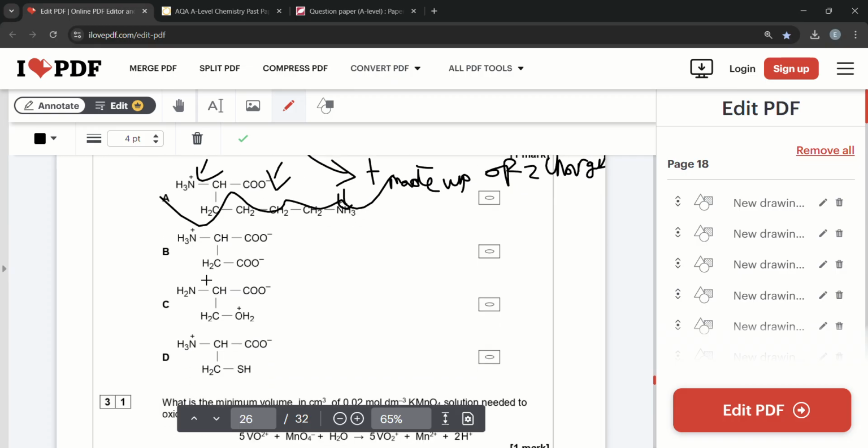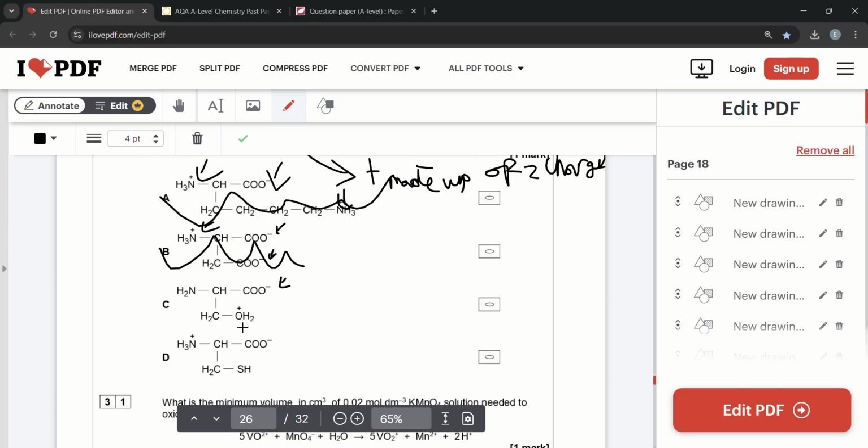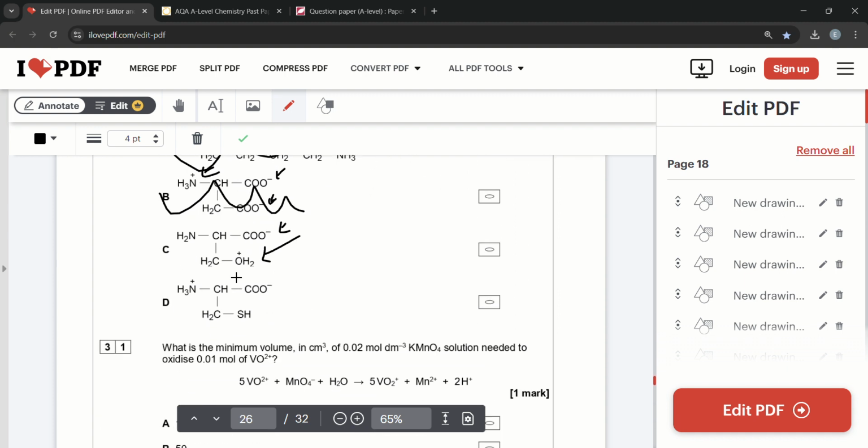Can't be A. Again, B has 3 charges, can't be B. I think they deliberately did that so you can eliminate half of them. So it's either C or D, right? Well, C, the charge is never meant to be here. If you know the structure, that's just your R group, and there's never supposed to be a charge in your R group, so it can't be C. Therefore, it must be D.